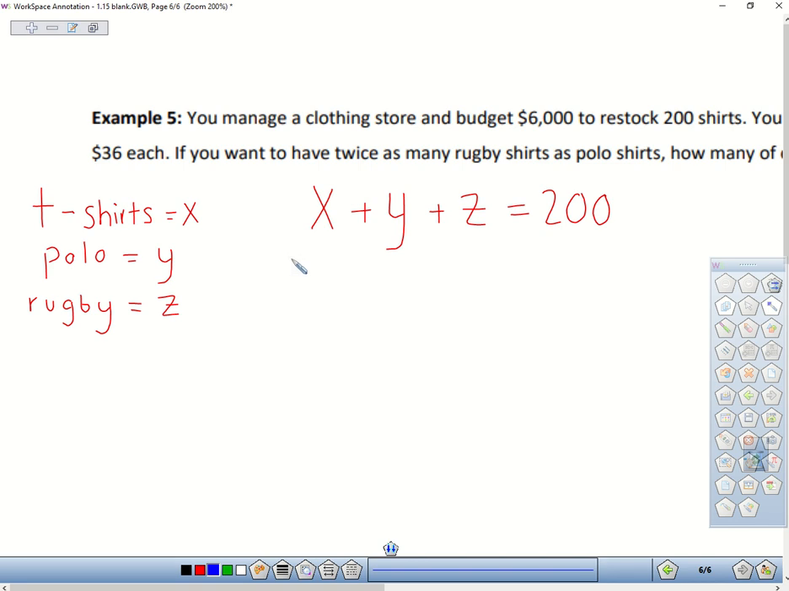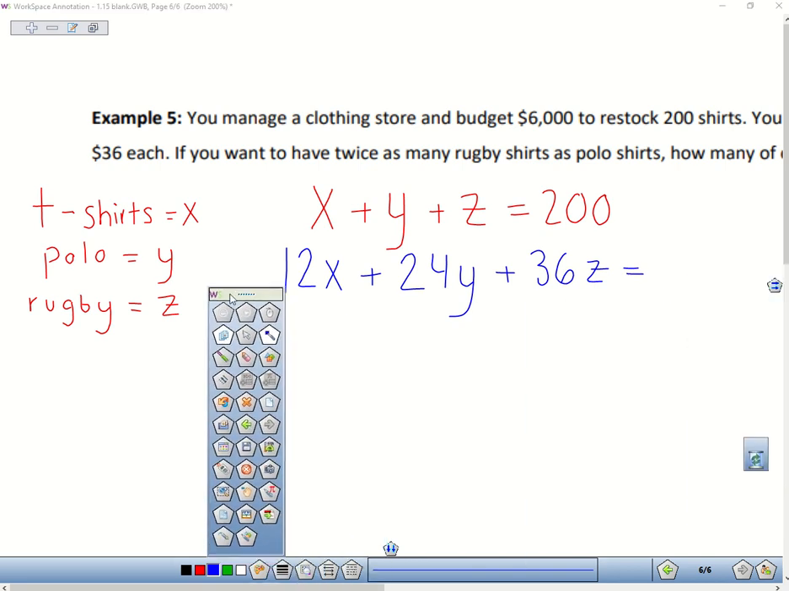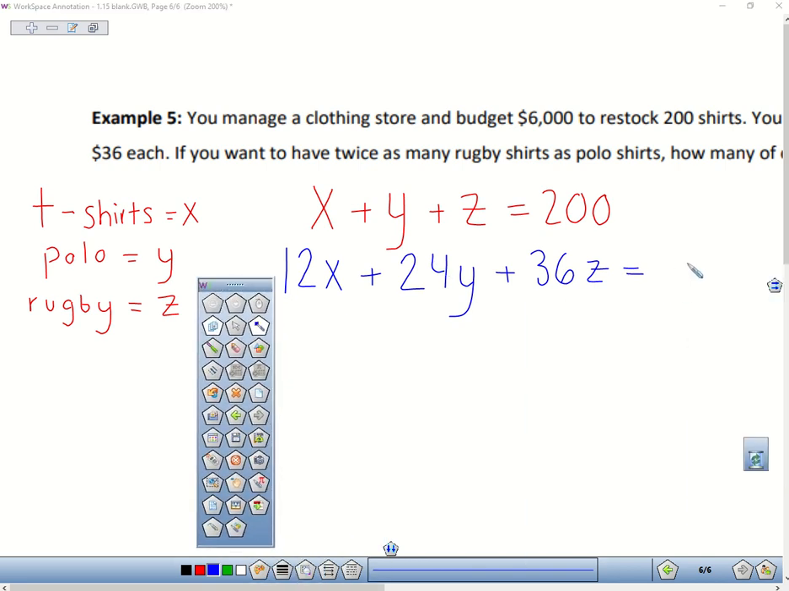$12. So I know that the cost of however many t-shirts I'm going to buy is going to be $12 times the amount of t-shirts I buy, plus $24 times the number of polos I buy, plus $36 times the number of rugby shirts I buy. And when I total up all of the amount of shirts I bought times the amount of money each one costs, that total should equal $6,000. You guys with me so far?